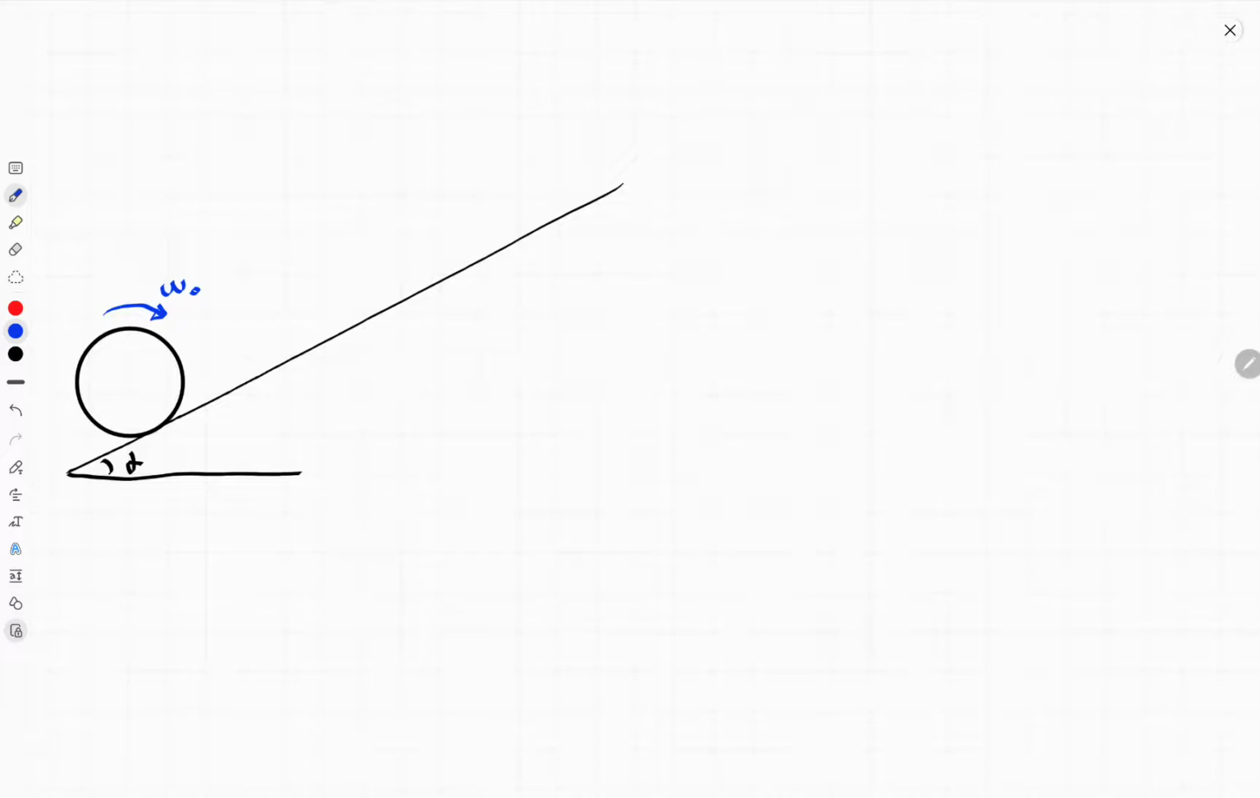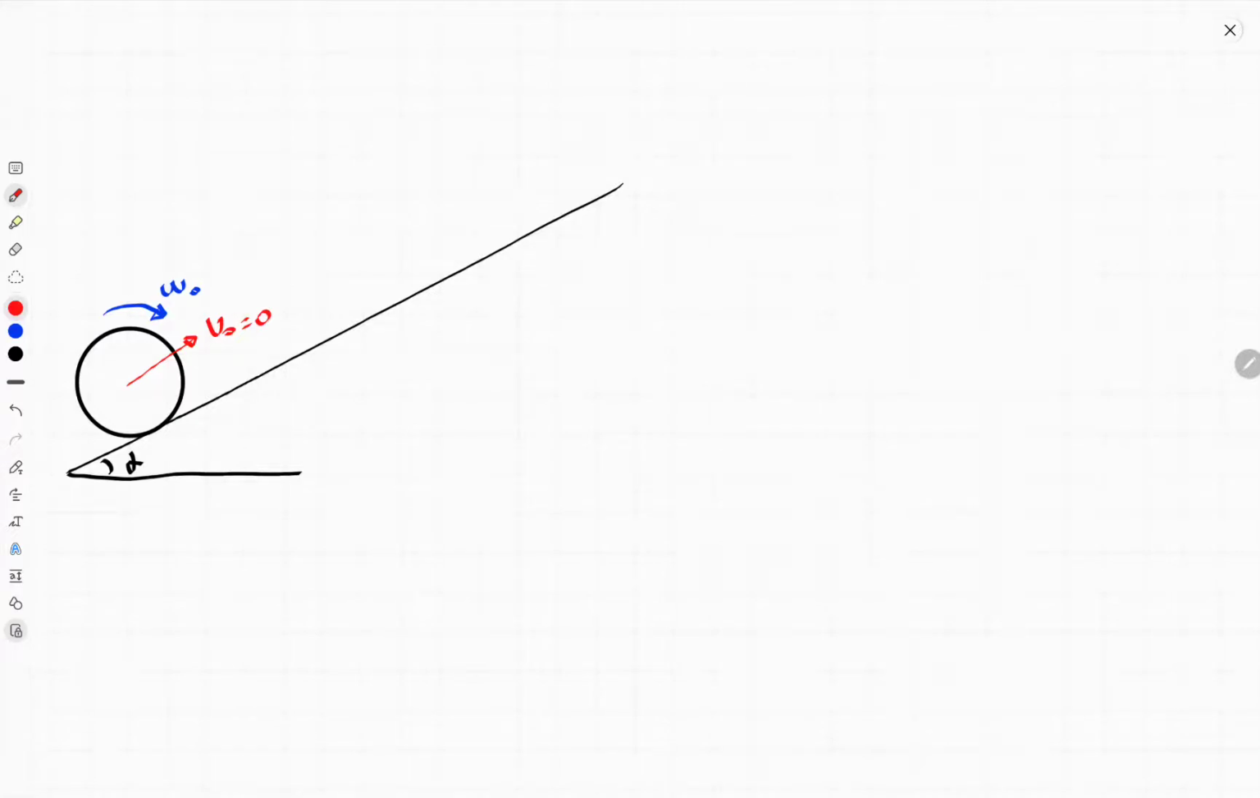Initially it was just rotating, so its center velocity equals 0. It is not moving. It is only rotating around its own axis. So basically the velocity in this direction is initially equal to 0. It's only rotating. So what will happen when you place it on an inclined plane?